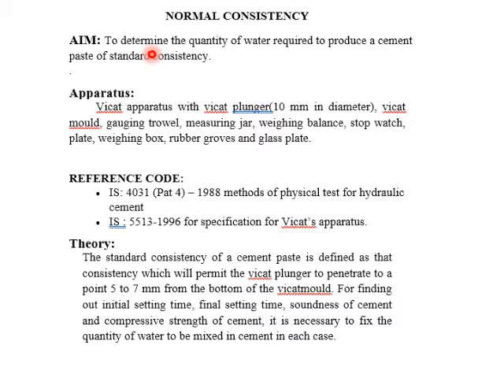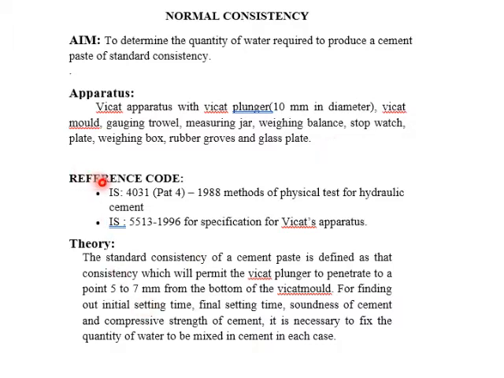For this particular experiment, the apparatus you need is the Vicat apparatus. I'll show you later what exactly the Vicat apparatus is. In the Vicat apparatus, we have the Vicat plunger of 10 mm diameter, Vicat mould, gauging trowel, measuring jar, weighing balance, stopwatch, plate, weighing box, rubber gloves and a glass plate. These are the things you require to carry out this experiment.